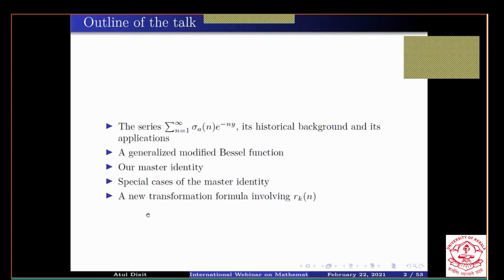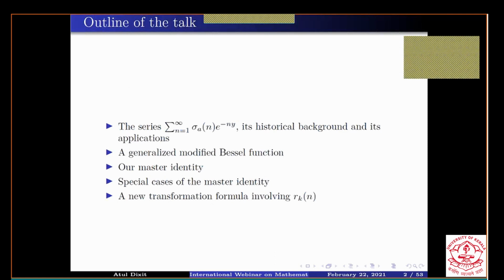Here's the outline of my talk. The Lambert series that I'll be considering involves this function sigma sub a of n. What is it? You take all of the divisors of n and raise them to the power a, where a is any complex number, and you add all of those powers. That's nothing but sigma sub a of n. So I'll talk about this Lambert series, its historical background and its applications.